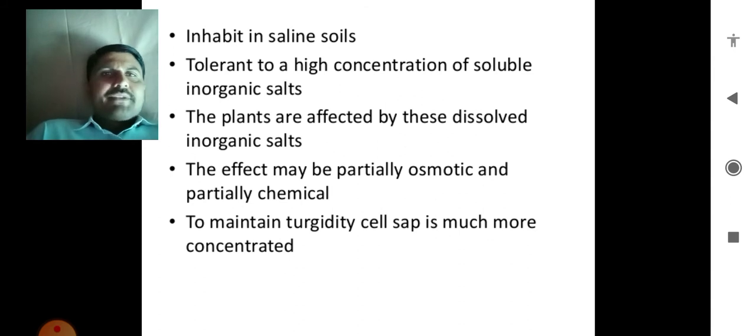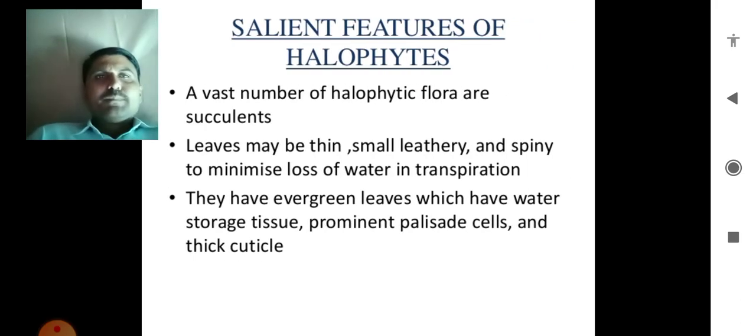Some of the plants have been found to release salts through water drops by the process of osmosis. To maintain turgidity, the cell sap is much more concentrated.